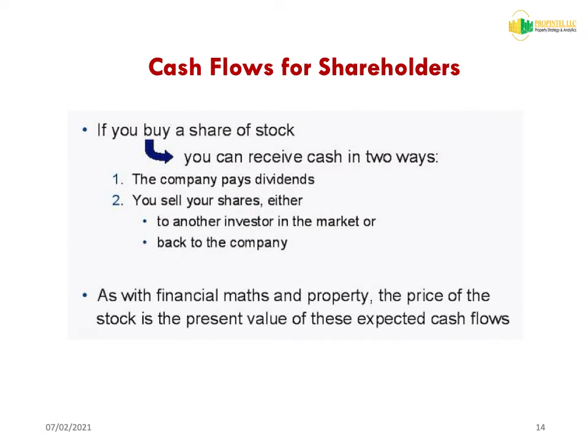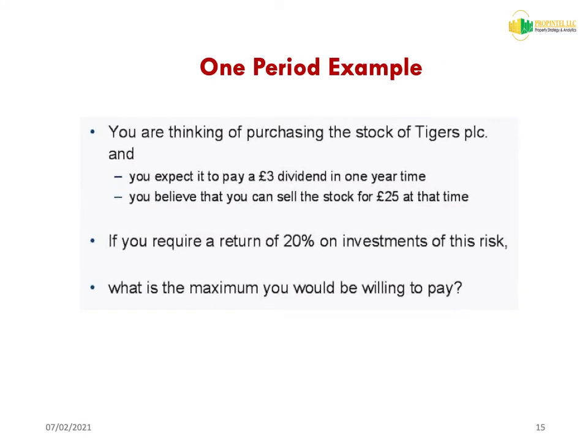So an investor is entitled to two types of cash flows when he or she invests in the share of a company, i.e. dividends and the proceeds from the sale of the stock to another investor or back to the company. The price of the stock is therefore the present value of these expected cash flows. Let's consider the following example.